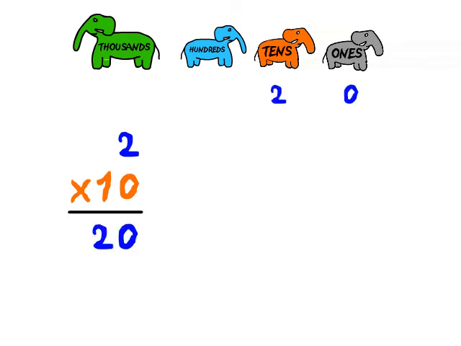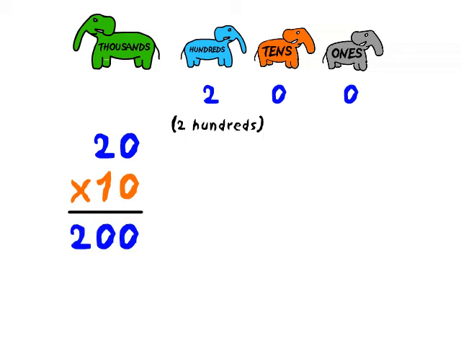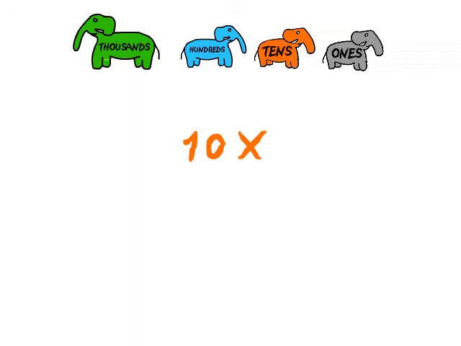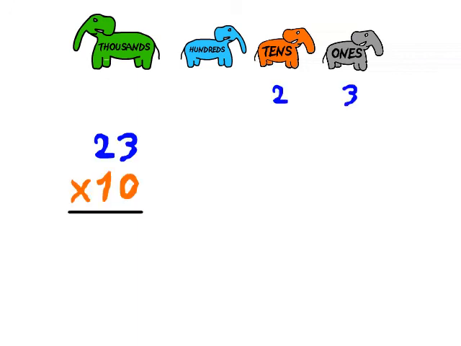Now, let's look at 20 times 10. Again, we just move the 2 over, and it becomes 10 times 20, which is 2 hundreds. So 20 times 10 is 200. See how easy times 10 is? But let's not stop there. Here's 23. Now to do times 10 here, we move the 2 over and the 3 over and get 230.